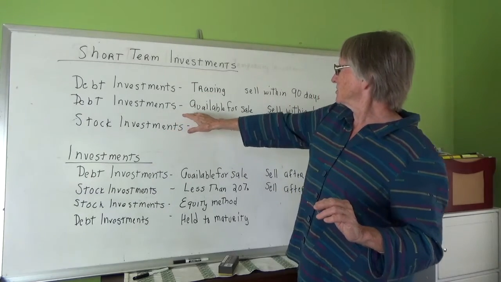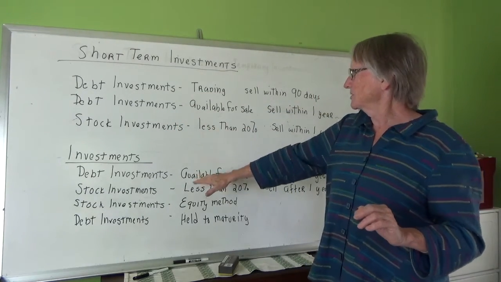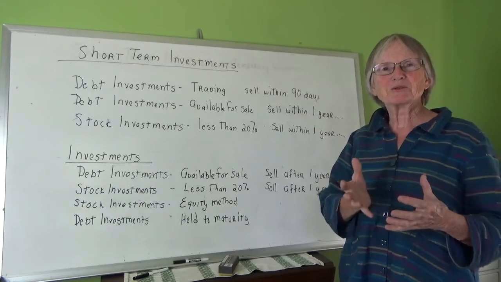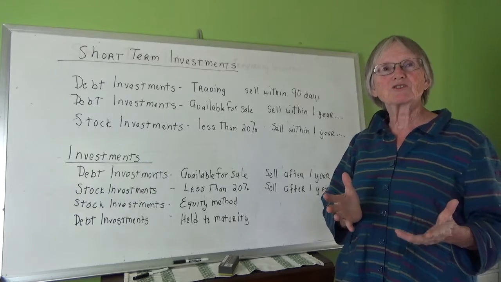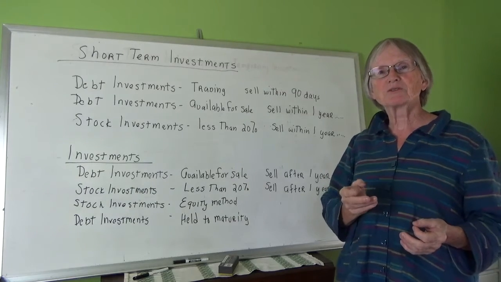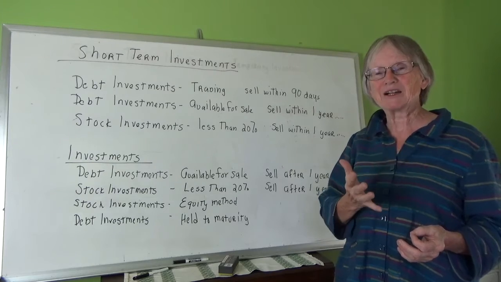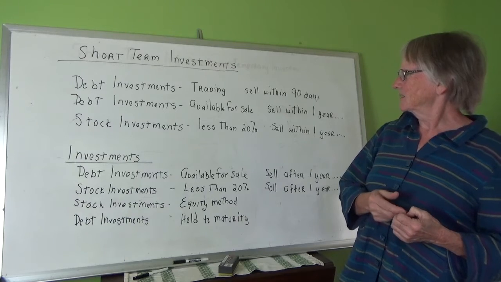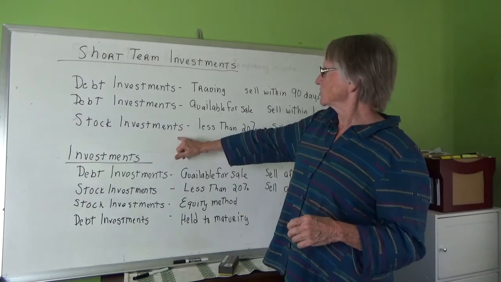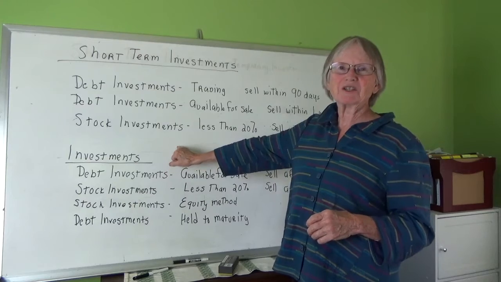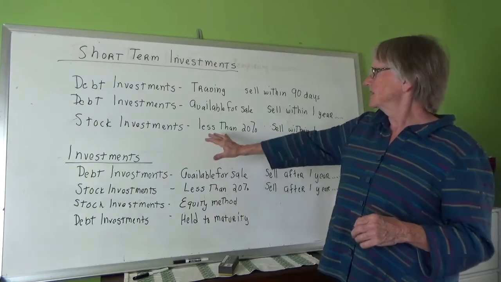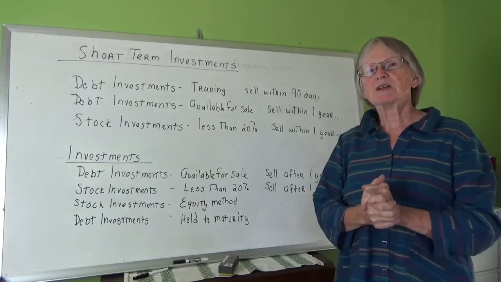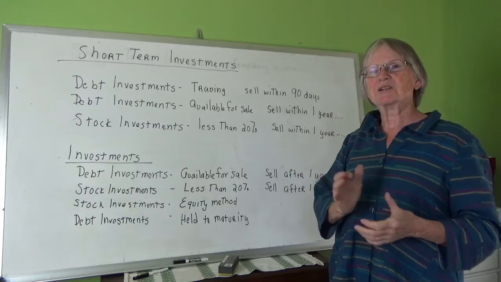Your debt investments available for sale, whether they're short or long term, those get reported. The changes in those amounts get reported as unrealized gains or losses, equity, in the stockholders' equity section of the balance sheet. Okay, what did I leave out? Your stock investments, all of these go through the income statement, whether they're current or long-term. The stock investments that are less than 20%, it'll be unrealized gain or loss income.